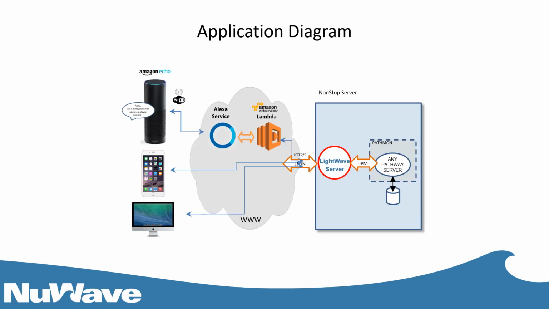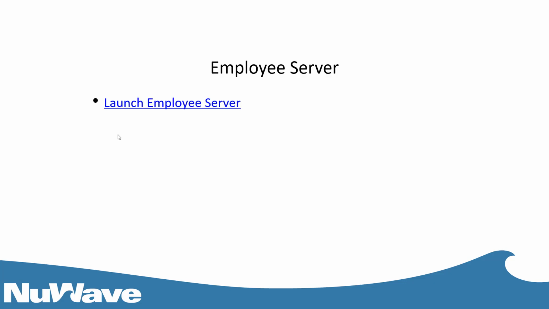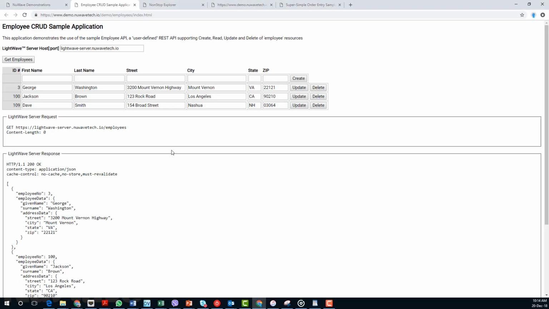Okay, so getting into the demo itself, once we have our application, in this case a Pathway server, REST enabled using LightWave Server, we can access it from a variety of different mechanisms. And today we're going to look at accessing that REST service from both a browser and also an Amazon Echo. Okay, so just flicking over to the sample application, which we can now see.